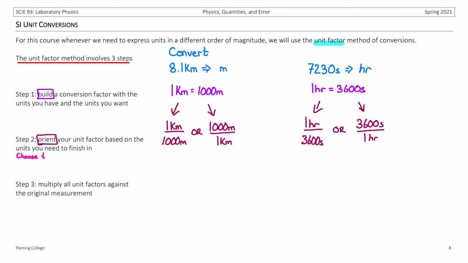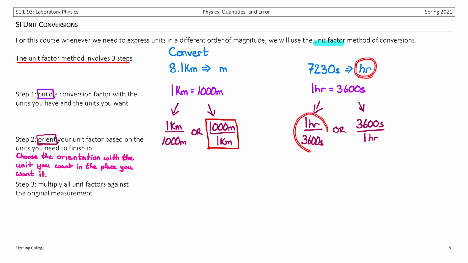Now, to determine which orientation is the proper one to choose, we're looking to put the unit we want in the place we want it. So what does this mean? In our first example, we want to end with the units of meters. So we're going to choose the orientation of our conversion factor that has meters on top. So that's this orientation. In our second example, we want to end in units of hours. So we choose the orientation with hours on top. And when that's done, we can move on to our third step.